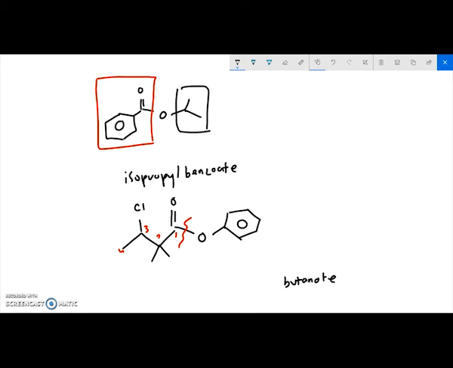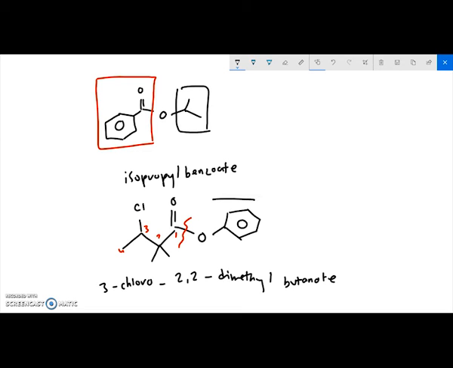And as you can see, there are some substituents attached to it. There are 2 methyl groups and also 1 chlorine group. The name will be looking like this: 3-chloro-2,2-dimethyl butanoate. This name is only representing the carboxylic acid part.